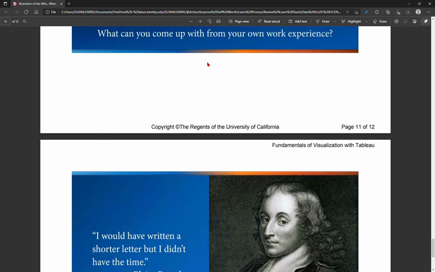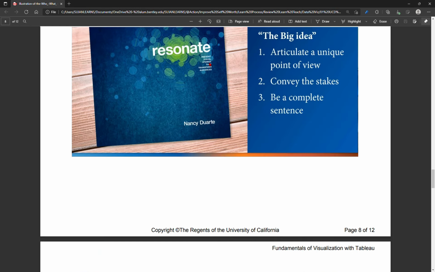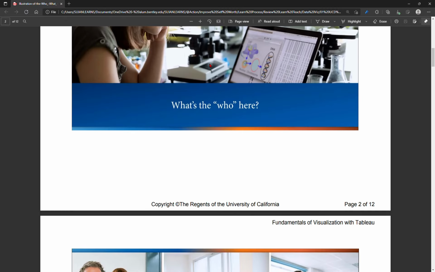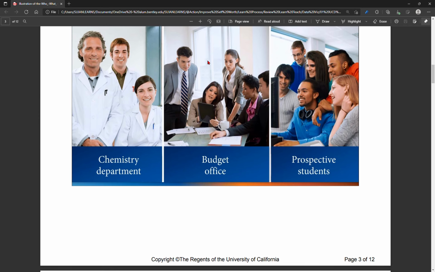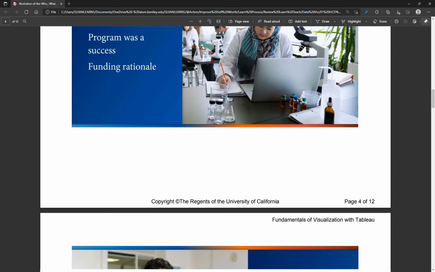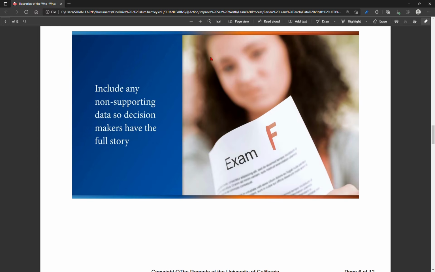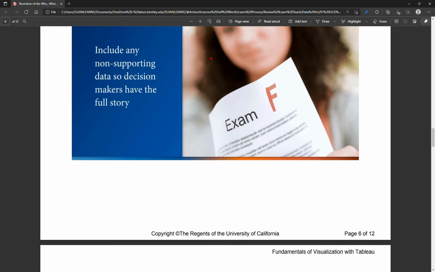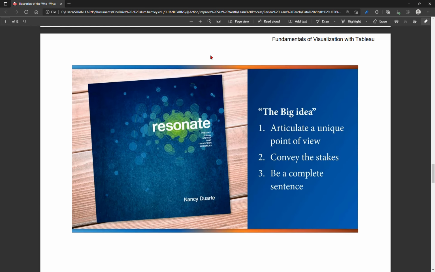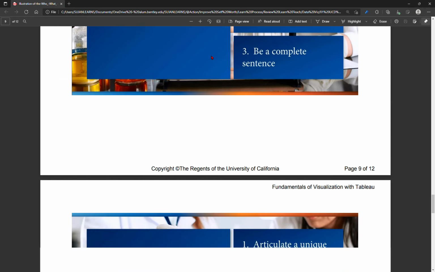Let me quickly summarize what we discussed today. We talked about starting with who, and we discussed a chemistry learning session and who the stakeholders and audiences are there, and we talked about the what and how of the program. We talked about non-supporting evidence, which should not be excluded from our presentation. And we talked about a big idea or recommendation and how to write a big idea recommendation at the end.